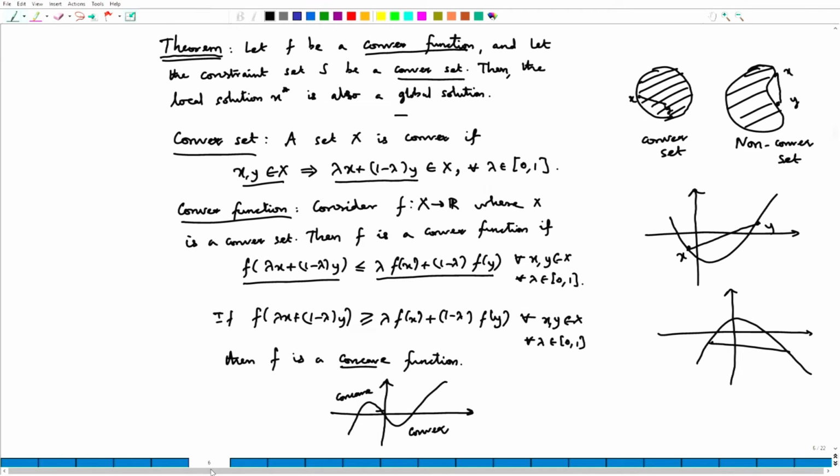Another way of verifying whether a function is convex involves finding the Hessian matrix. Or, if the domain of f is a subset of R, then you can do it with the second order derivative. Maybe I will indicate that as well. So, suppose that f is twice differentiable.